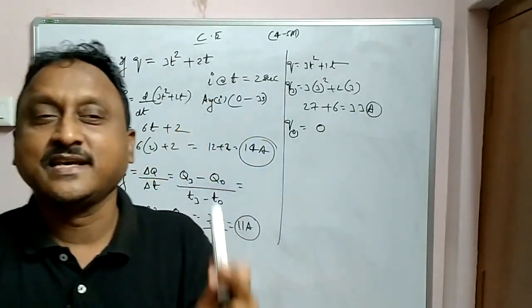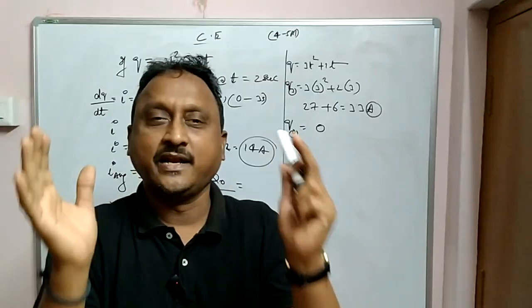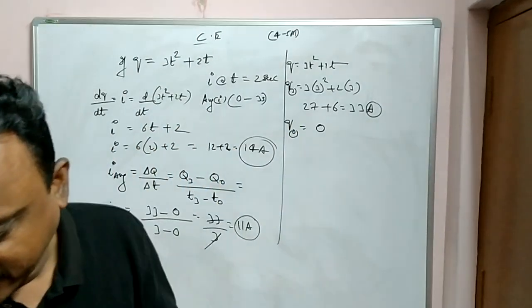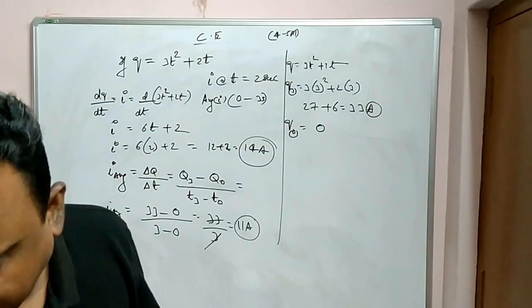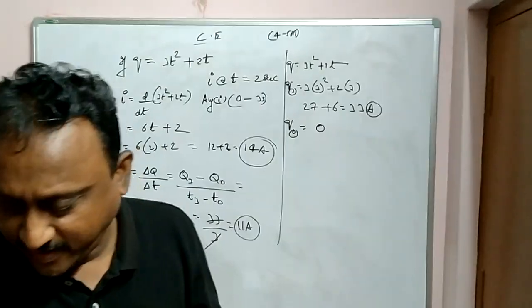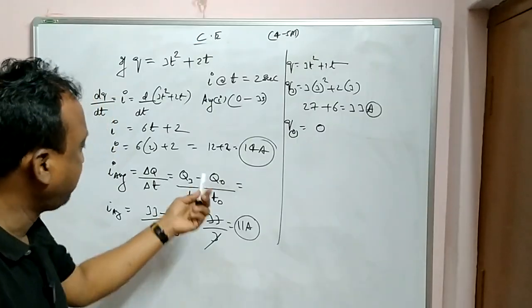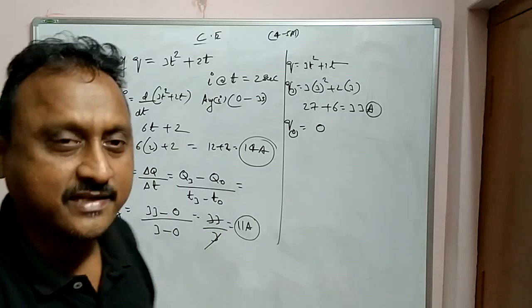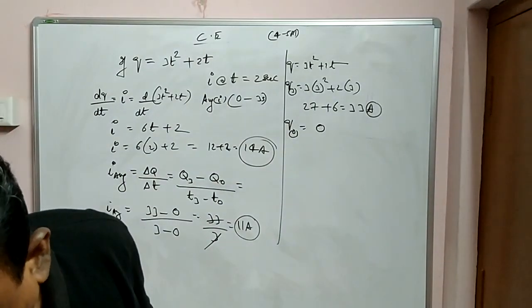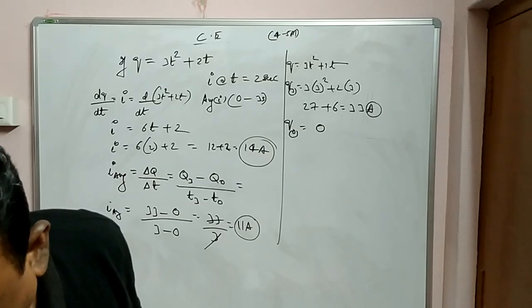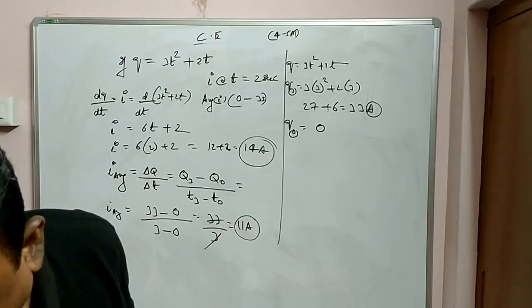I average means average current, so delta Q by delta T. So for the time at 3 seconds and at 0 seconds, finally calculate dq by dt is equal to charge at 3 minus charge at 0, by 3 minus 0. Clear? So this is how you will be solving the problem. Okay, clear?